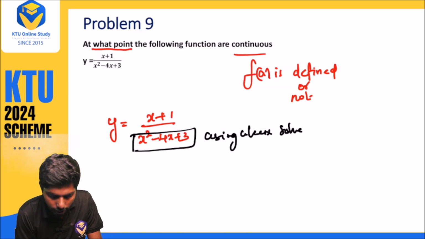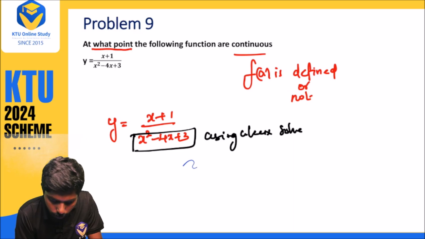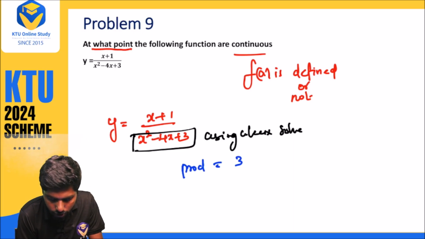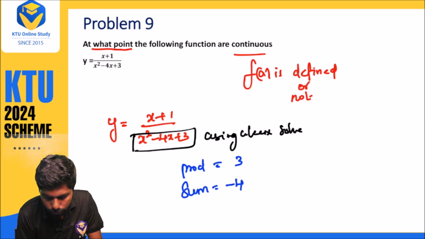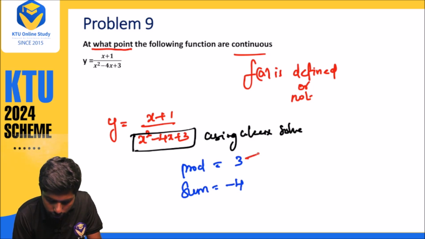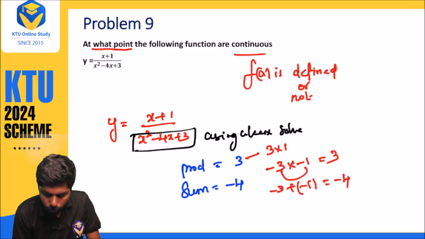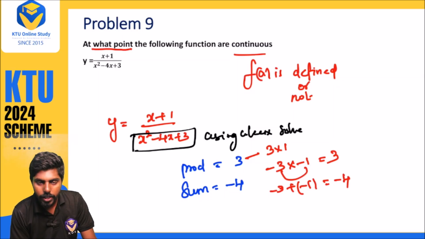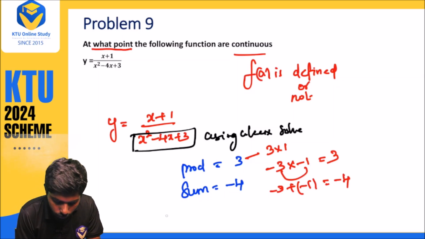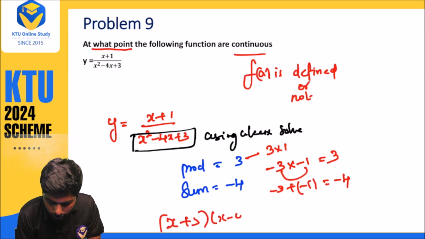Otherwise, use the product rule. What is the product? Product is 3. What is the sum? Sum is equal to minus 4. This is nothing but 3 into 1. If I put minus 3 into minus 1, I will be getting 3 as the product. And adding minus 3 plus minus 1, I will be getting minus 4. So what is our root? Our factors are x minus 3 and x minus 1.